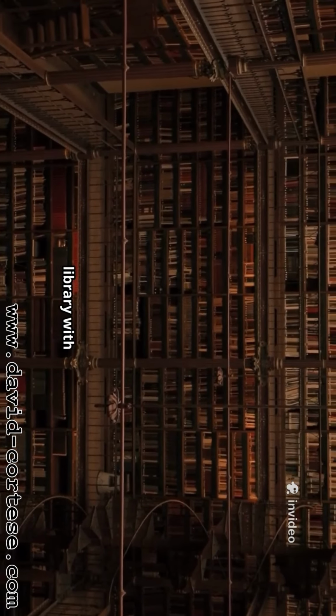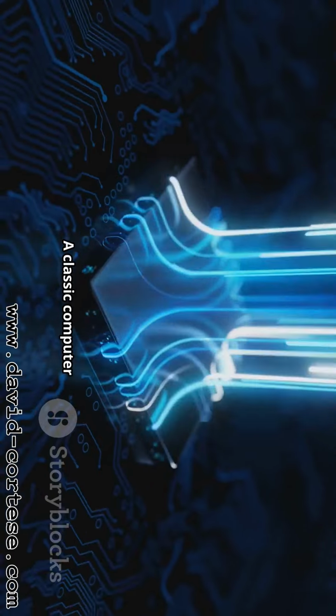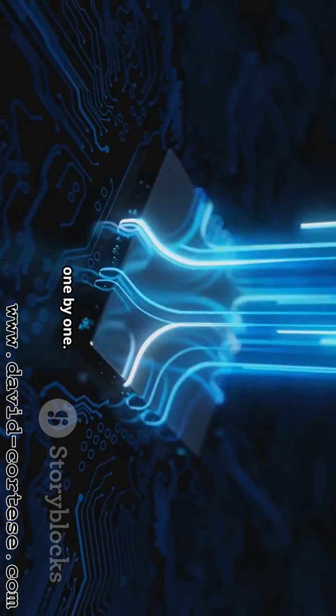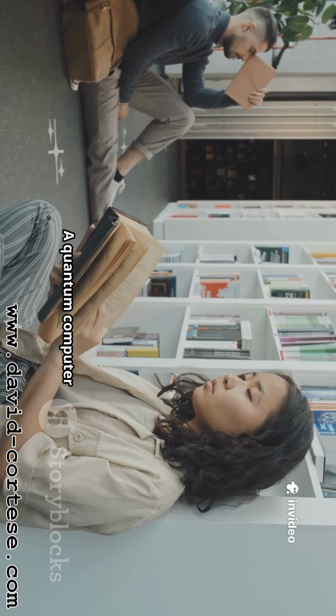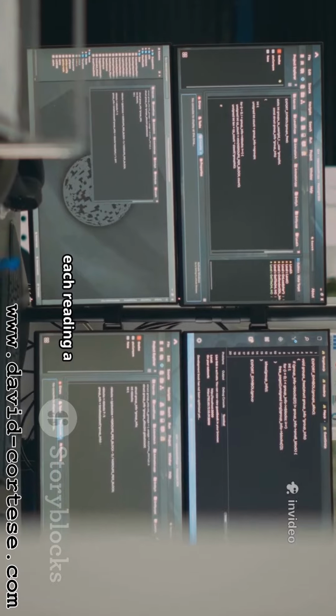Imagine a big library with millions of books. You're looking for one specific sentence. A classic computer would read every book one by one. That could take a very long time. A quantum computer can look through all the books at once. It's like millions of copies of you, each reading a different book.